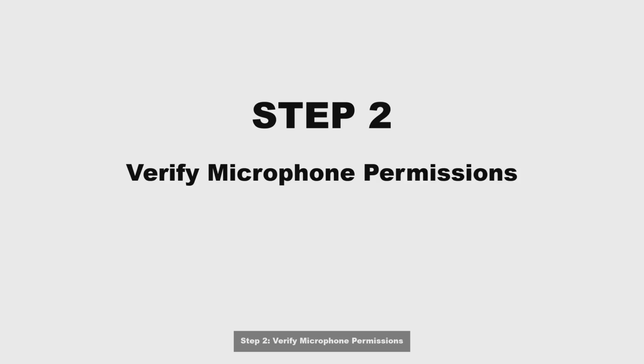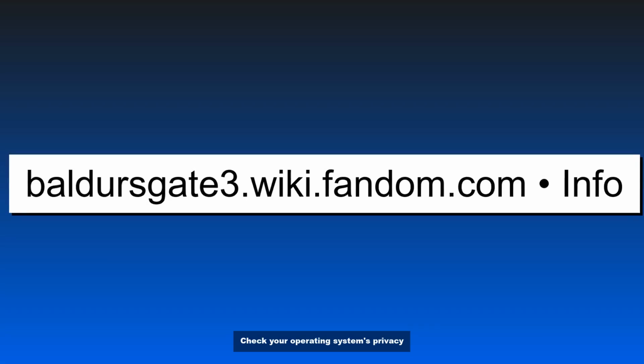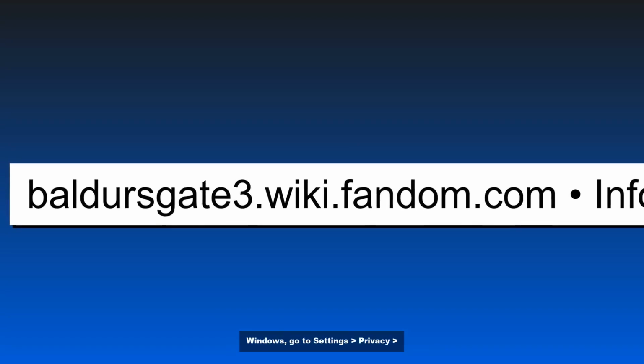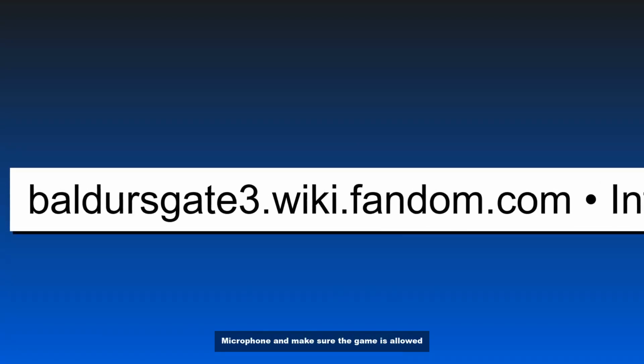Step 2. Verify microphone permissions. Check your operating system's privacy settings to ensure that Baldur's Gate 3 has permission to access your microphone. On Windows, go to Settings, Privacy, Microphone, and make sure the game is allowed to use it.